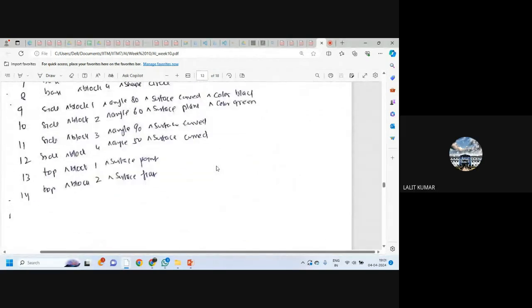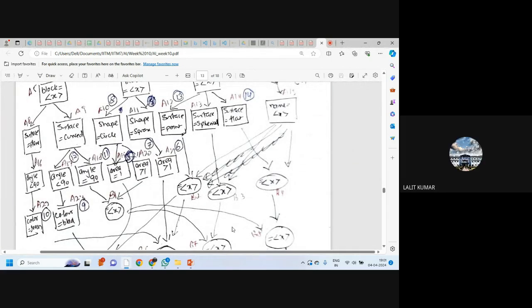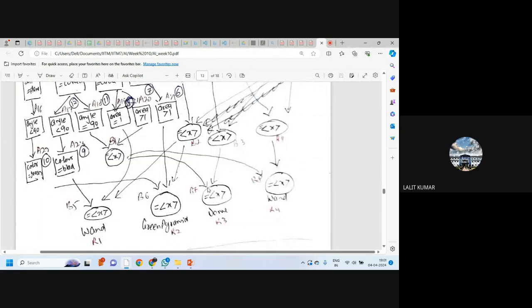Surface is spherical. Yes. Surface. And 113, so 13, right? So block 1, surface point. Okay, so it means rule 3, which is there, will not fire because its conditions are not getting met. Correct. Only rule 1, rule 2, and rule 4.